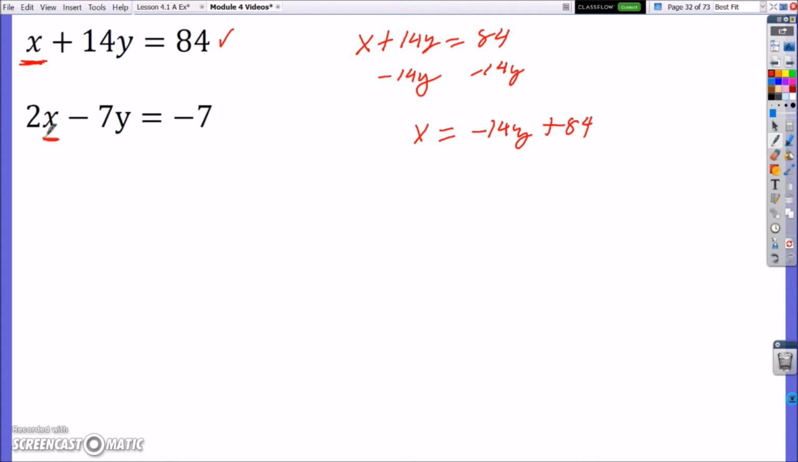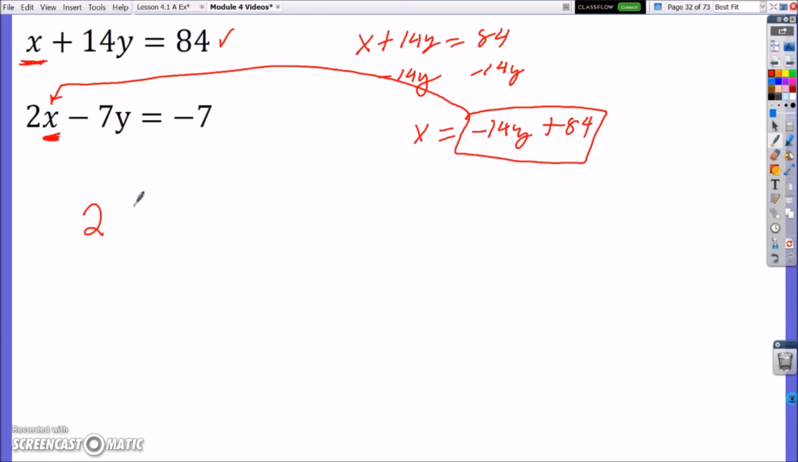So then when I look at the second equation, I look for the variable x, and I know what x equals. X equals negative 14y plus 84. So I'm just going to plug that in there. So this will be 2 times the quantity of negative 14y plus 84 minus 7y equals negative 7. So remember, I plugged in negative 14y plus 84 because there was an x there, and that is what x is equal to.